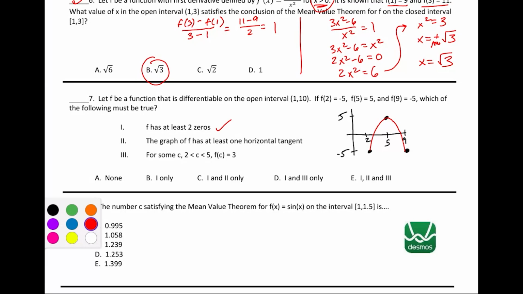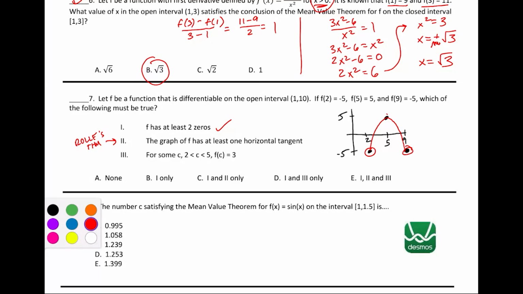Number 2 says the graph of f has at least one horizontal tangent. Well, this is going to be Rolle's theorem, which is just a specific case of the mean value theorem, which says that if the endpoints of your interval are equal, which they are here, they're both -5, then that means at some point, it might be up here in the middle, or it might be not.